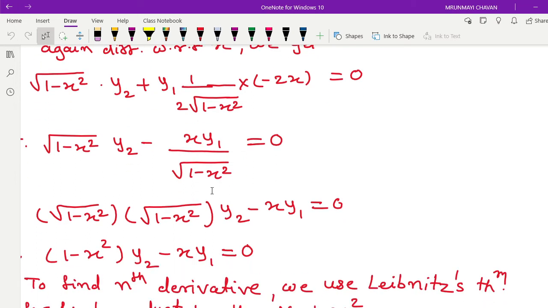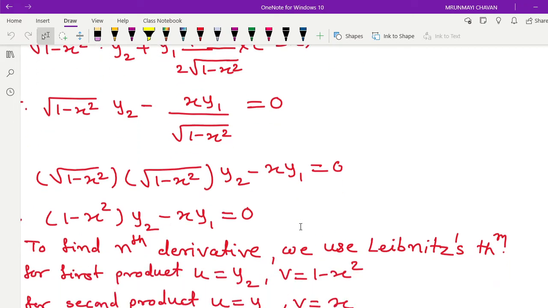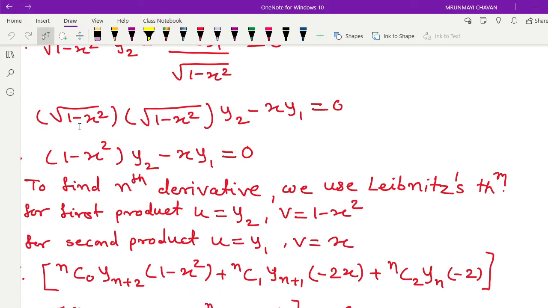Again multiplying by root 1 minus x square: root 1 minus x square into root 1 minus x square into y2 minus, here root 1 minus x square gets cancelled, therefore minus x y1 is equal to 0. Therefore root 1 minus x square into root 1 minus x square means (1 minus x square) into y2 minus x y1 is equal to 0. So this is what we got when we differentiate y two times.